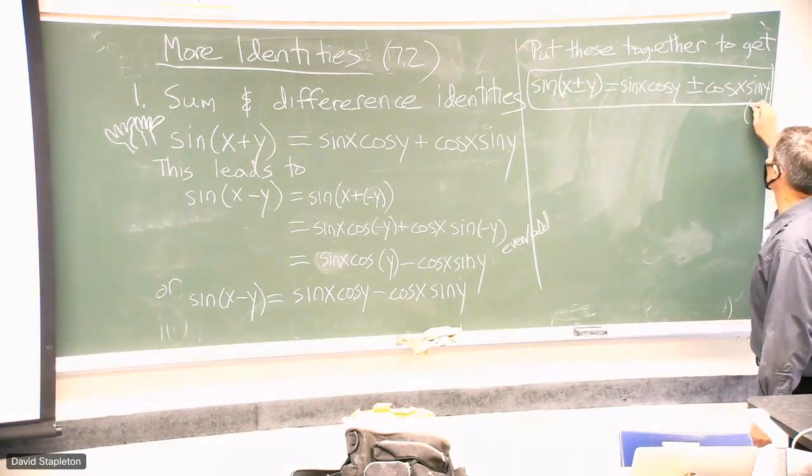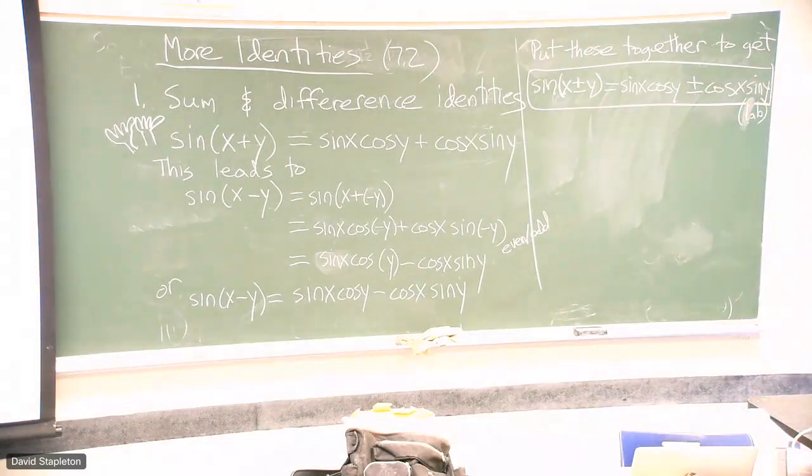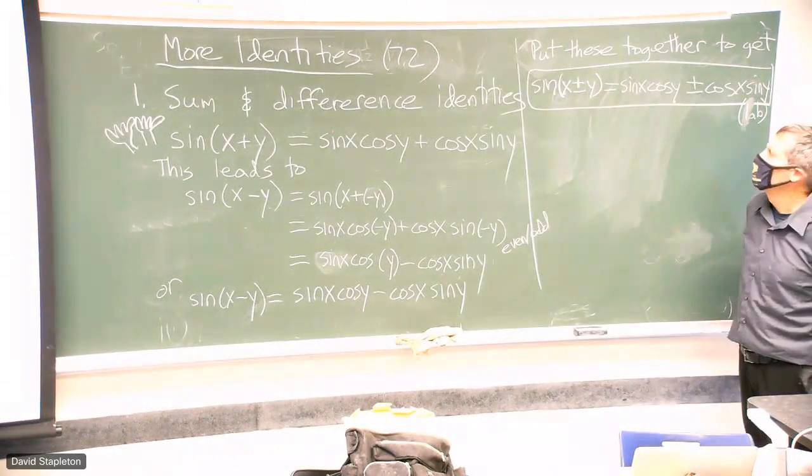Switch these to get the other one. Let's call that equations 1a and 1b. These are the sum and difference formulas for sine. Right? Plus goes with plus, minus goes with minus. Right? You remember them easily.